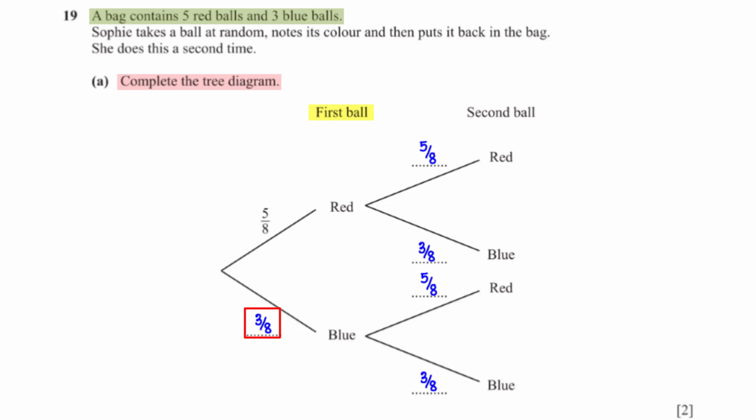balls, which is 3, divided by the total number of balls, which is 8. After the first pick, Sophie puts the ball back in the bag, which means the number of balls remains the same. And so the probability that she picks a red ball on the second pick is 5 over 8. And the probability that she picks a blue ball is 3 over 8.